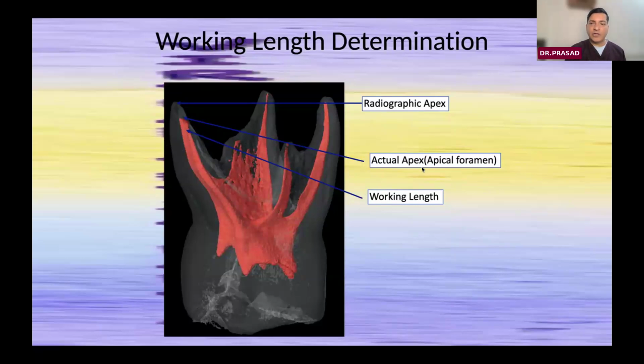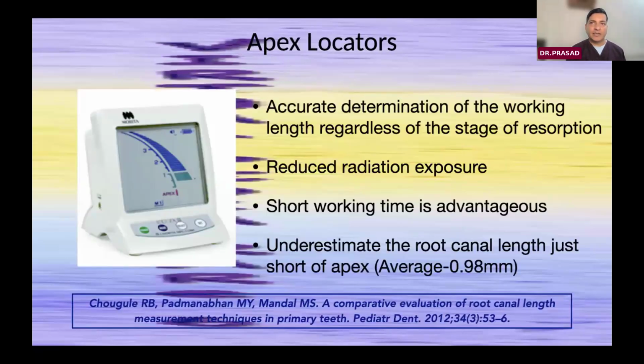So generally we depend on radiographs, but it has been shown recently in many studies that apex locators are very, very useful and they work regardless of the stage of resorption. The other advantages are that it is very quick and there is reduced radiation exposure. But you have to make sure that you underestimate the root canal length by 0.98 mm or 1 millimeter than the actual length, and that is the most accurate one.